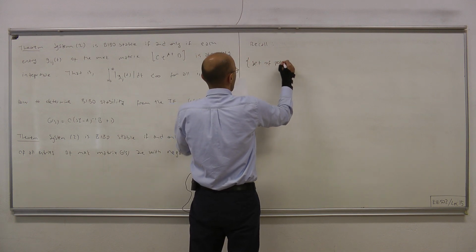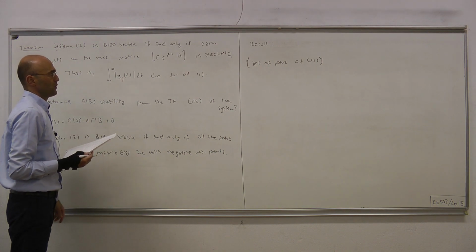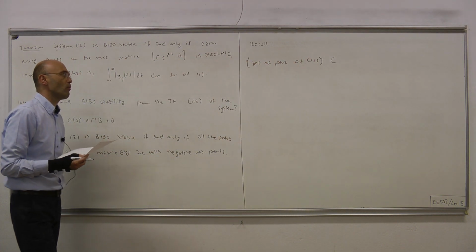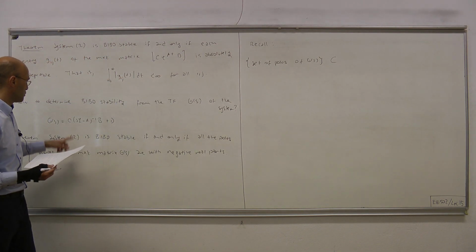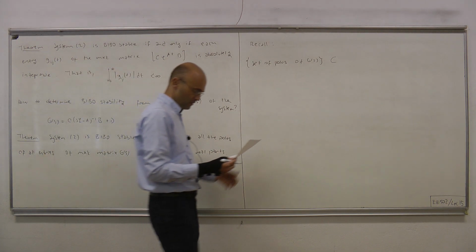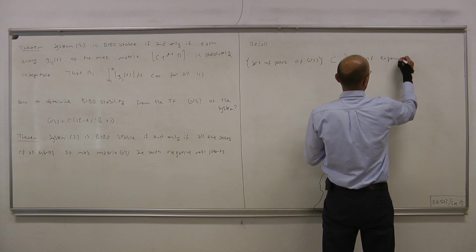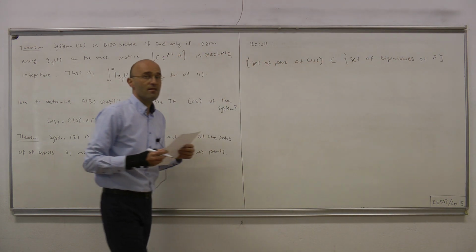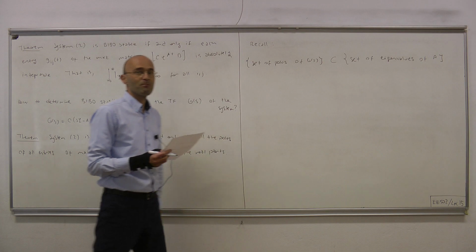The set of poles of the transfer function matrix, all those numbers, all those points on the complex plane, must necessarily be a subset of the set of eigenvalues of the A matrix, and it has to do with this inversion operation.